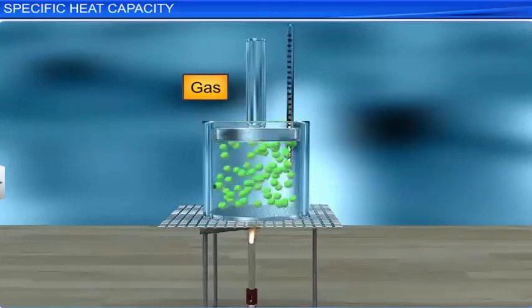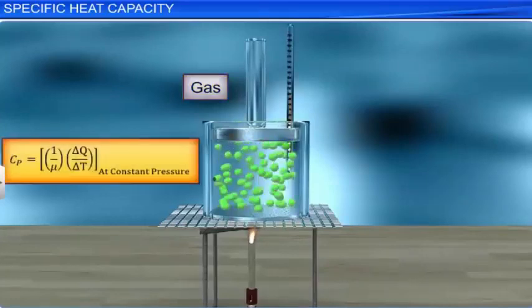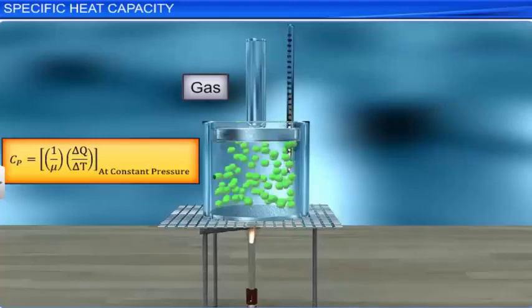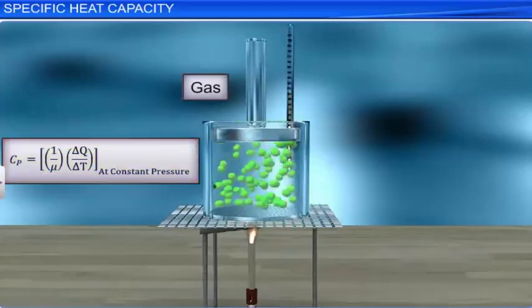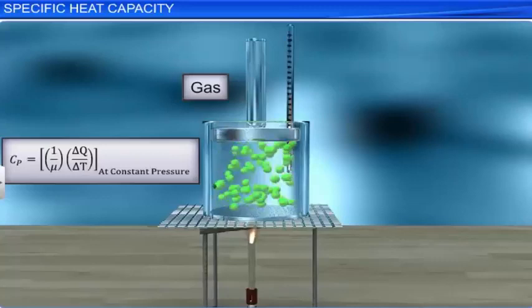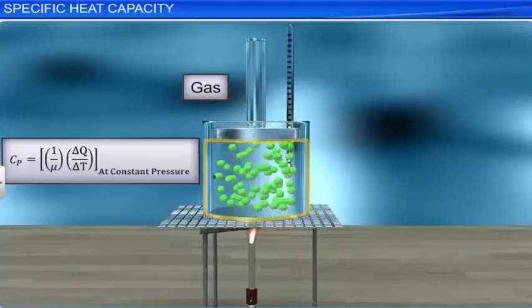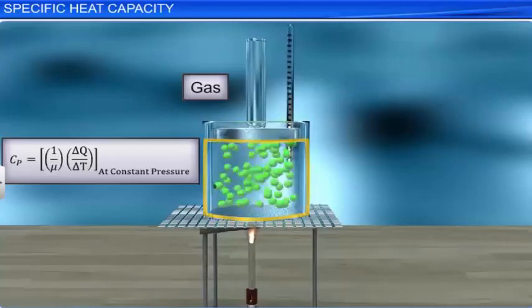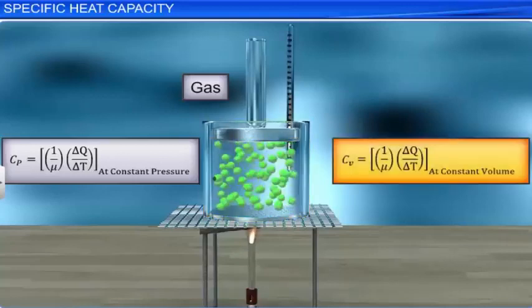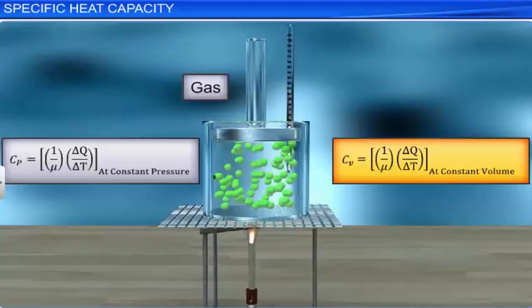Cp is equal to 1 by mu into delta Q by delta T at constant pressure. The molar specific heat capacity at constant volume, denoted by Cv, is the heat required to raise the temperature of 1 mole of a given gas at a constant volume by 1 unit. Cv is equal to 1 by mu into delta Q by delta T at constant volume.